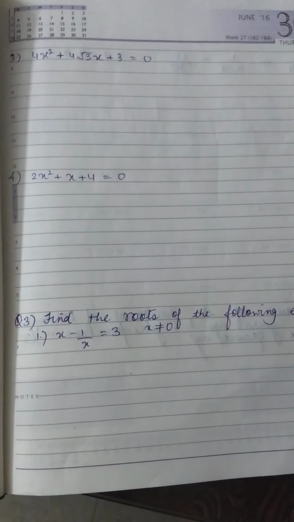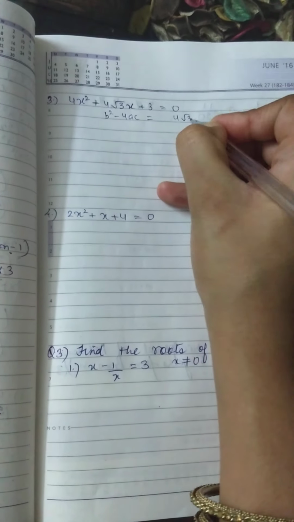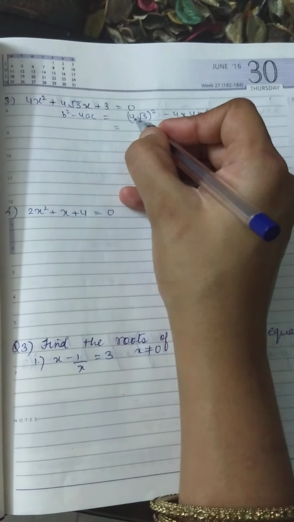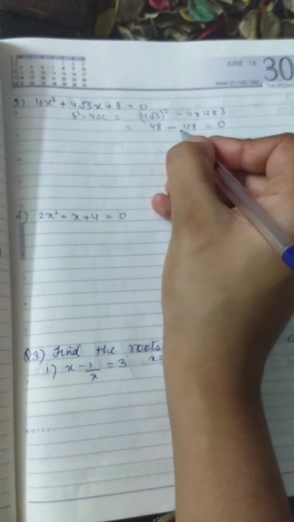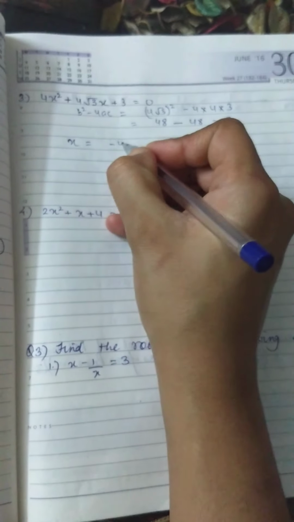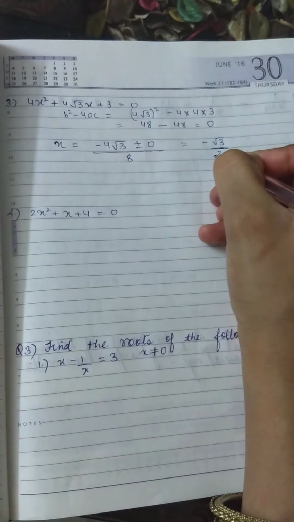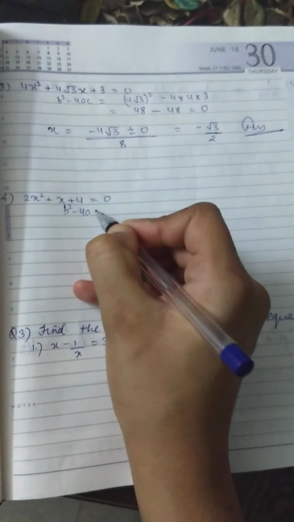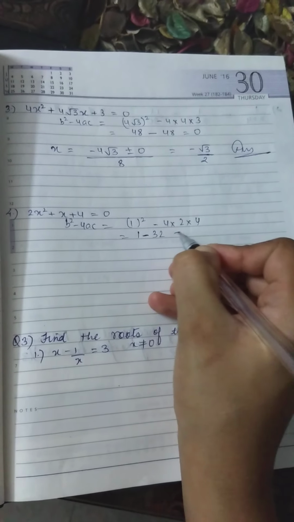So x becomes minus 1 plus minus root 33 upon 4. This is our answer. Next, 4x square plus 4 root 3x plus 3 is 0. So b square minus 4ac is 4 root 3 square minus 4 into 4 into 3. So 4 into 4 is 16, 16 into 3 is 48, 48 minus 48 is 0. So since b square minus 4ac is 0, we have equal roots. So x is equal to minus 4 root 3 plus minus 0 upon 8. So this becomes minus root 3 upon 2. Here, for the last one, b square minus 4ac is 1 square minus 4 into 2 into 4, which is minus 31.